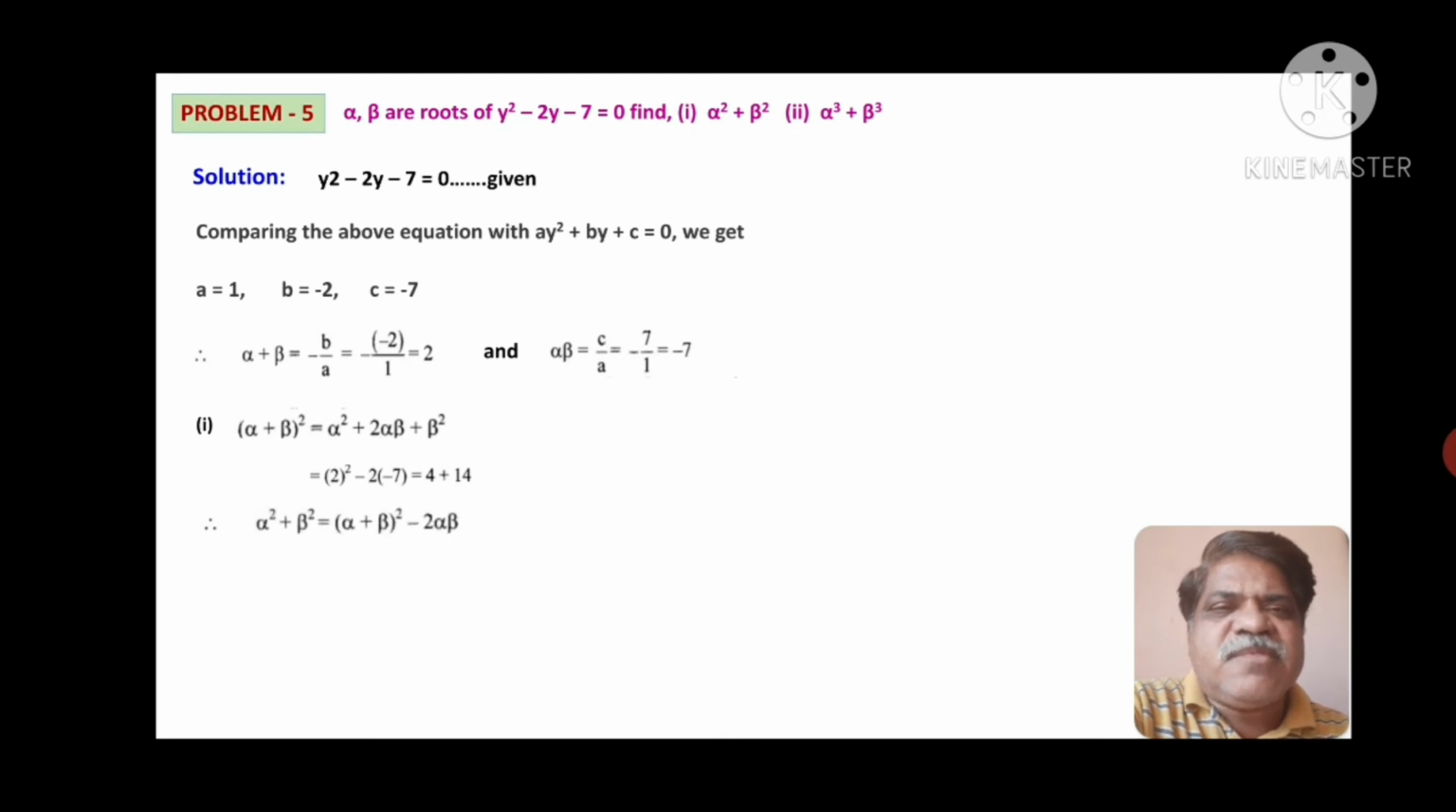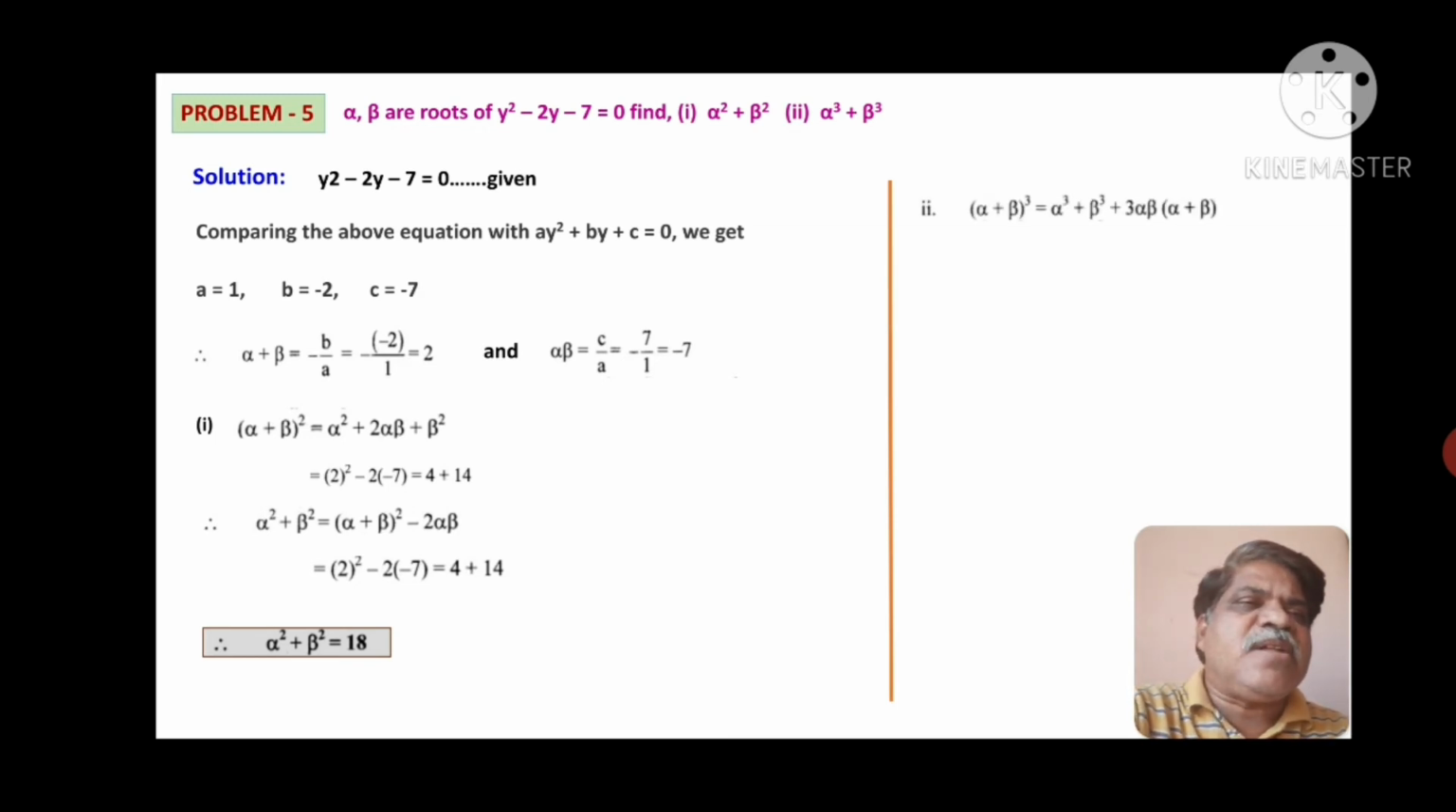Therefore, we will get alpha square plus beta square is equal to (alpha plus beta) bracket square minus 2 alpha beta. Just as I have discussed. So, we are getting this as 18. Therefore, we will get alpha square plus beta square is equal to 18.